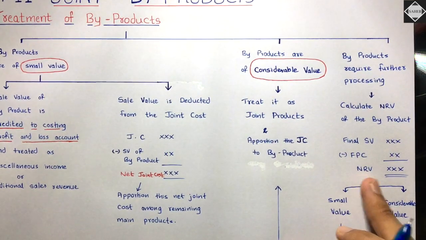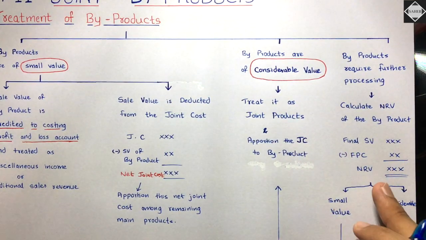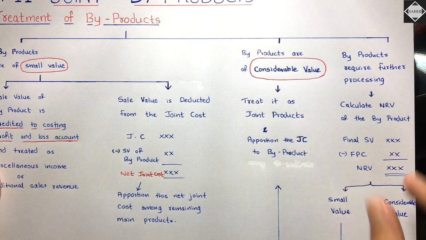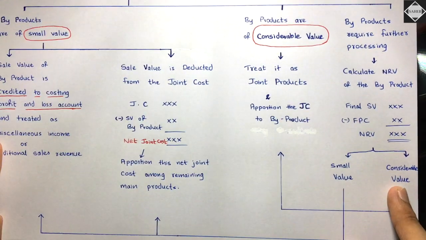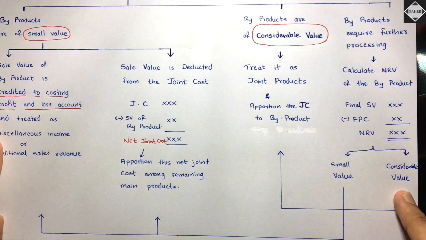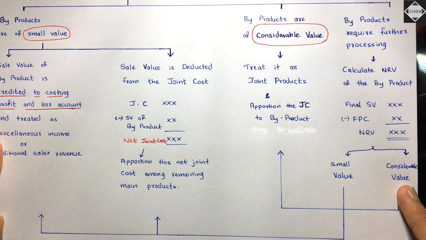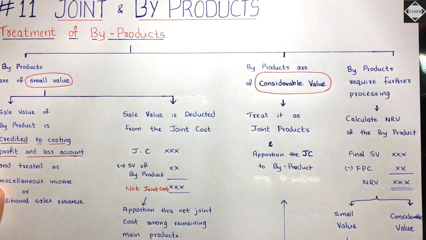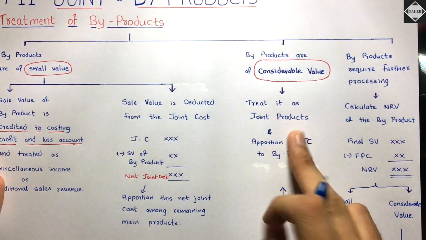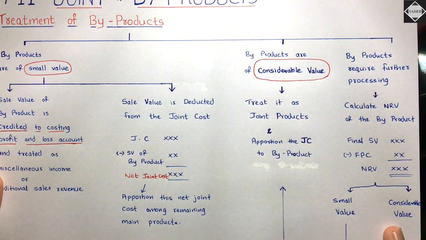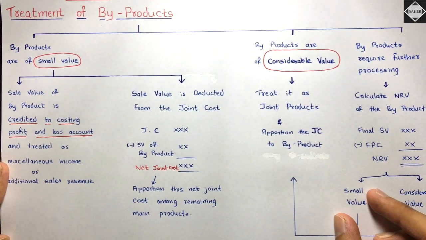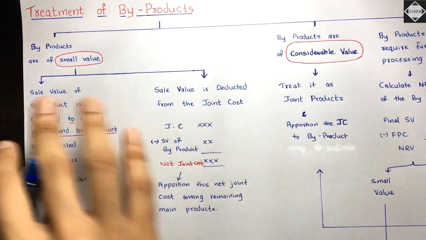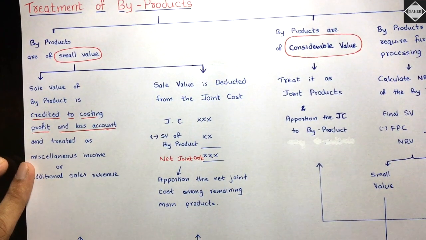So that is what you will calculate. NRV: final sales value minus FPC minus selling and distribution, and you will get NRV. And then you have to check now whether NRV has small value or considerable value. In most of the questions it will have considerable value only. If it has considerable value, then you have to do this, this category: treat it as a joint product and apportion the joint cost to that byproduct also. But if it has small value, if the question says that, then what you have to do? You have to come to this category. These two options you have, whichever you want, you can do that. Is that clear? Really simple.